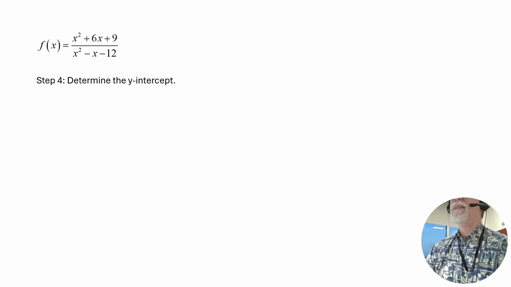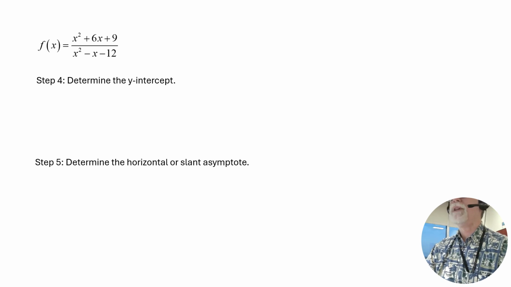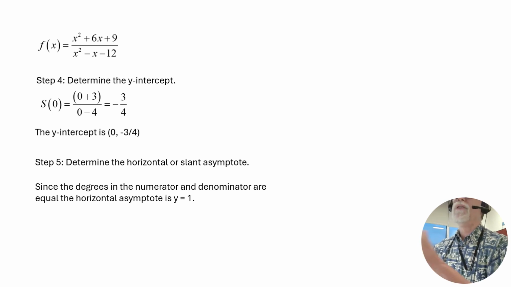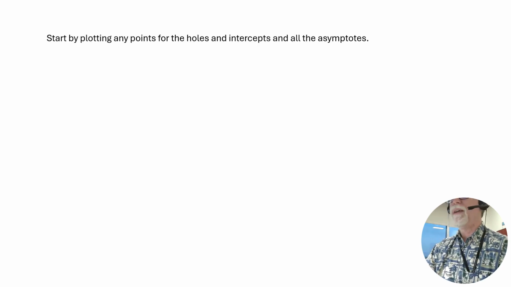And y-intercept, plug a 0 in. Out of order there. That's okay. So plug the 0 in the original or the simplified, and we've got the coordinates of the y-intercept. Horizontal slant asymptote, degrees are the same. So coefficient, ratio of that coefficient, y equals 1, is that.